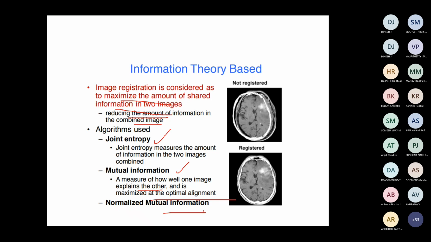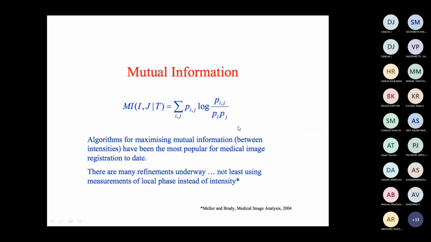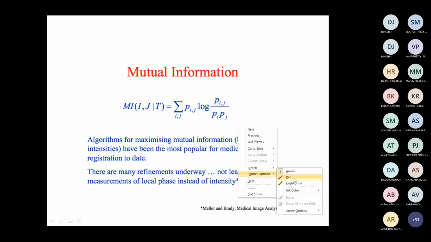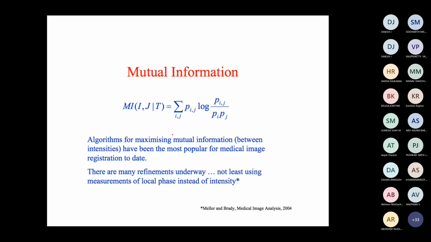Then we have normalized mutual information. So by seeing these two images, you can understand. This one is not registered properly because the alignment has not happened, but this is the registered image because the alignment has happened, as the corresponding points have been properly aligned. And mutual information is the algorithm for maximizing the mutual information, and it is a popular one for medical image registration.